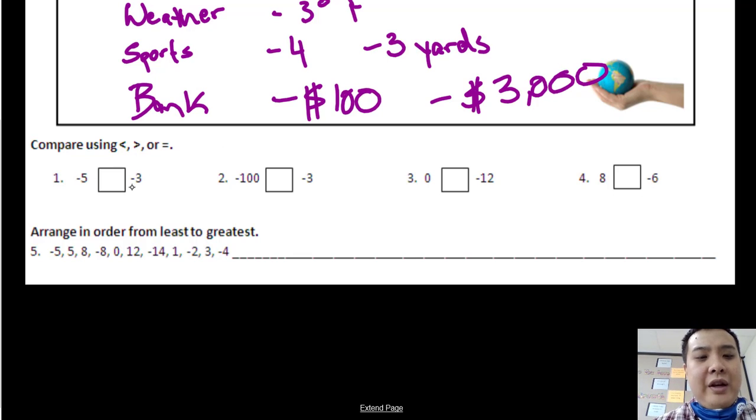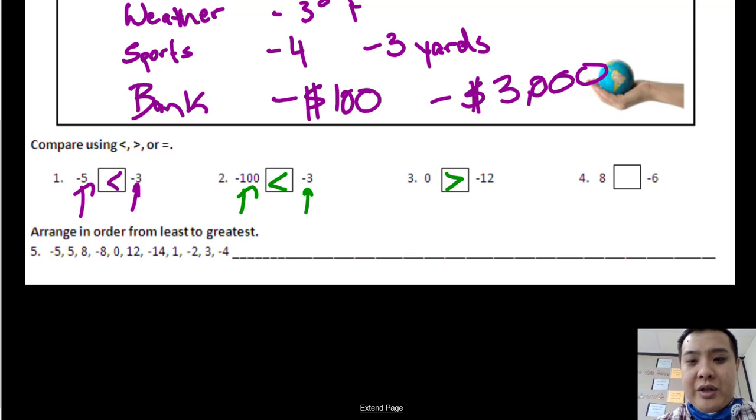So -5 and -3. -3 is bigger than -5 because you would rather owe $3 than $5. Over here, we have -100 and -3. -3 is bigger than -100, again, because you would rather owe $3 than owe $100. Here, 0 is greater than -12, again, for the same reason. You would rather owe no money than $12.